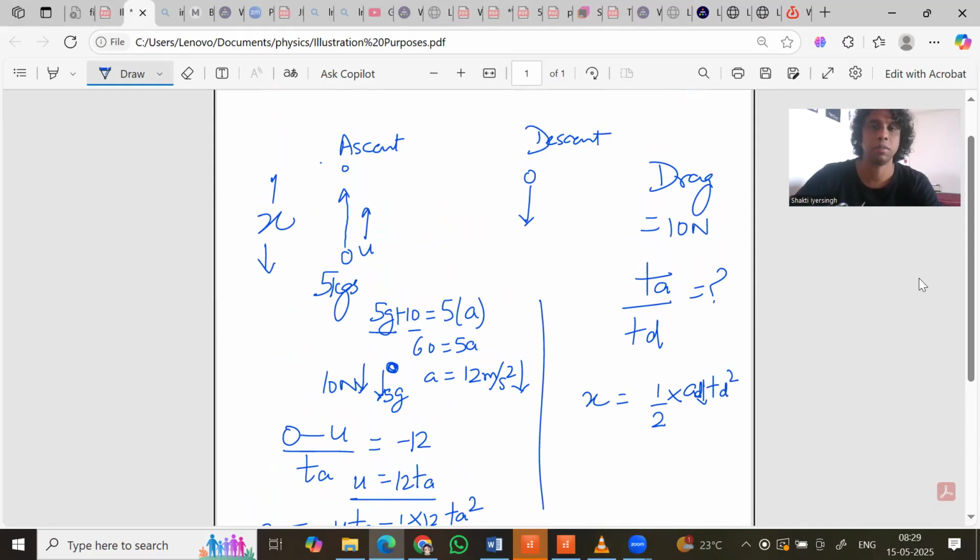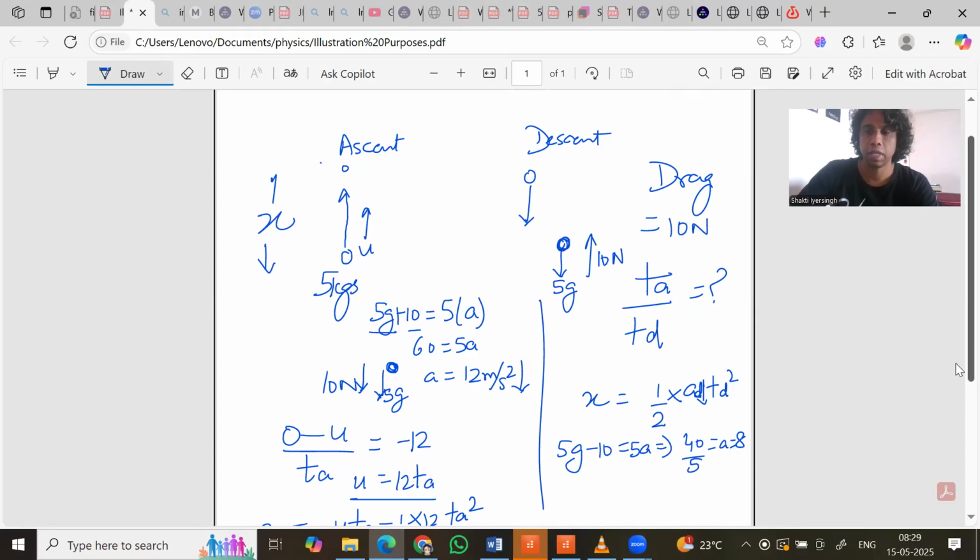Let's find out. Let's make the free body diagram. So we have mg acting downwards, 5g. And this time the drag is going to be acting up because it acts opposite to the direction of motion. So what we have is 5g minus 10 equals 5a. And this gives you 40 upon 5 equals a, or 8.